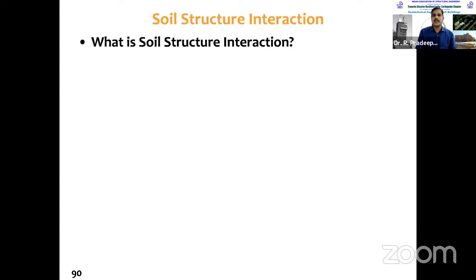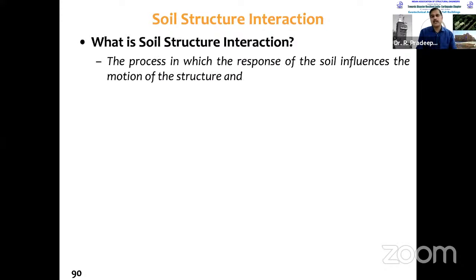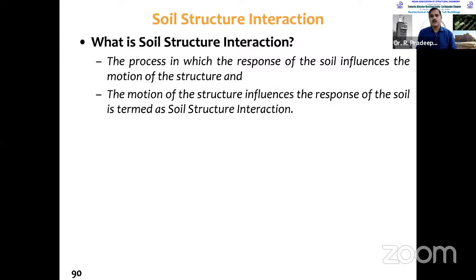So soil structure interaction, the term itself. What is happening is the process in which the motion of the soil influences the motion of the structure. Now if the structure moves, that motion has to be taken by the soil itself. So the motion of the structure influences the motion of the soil.